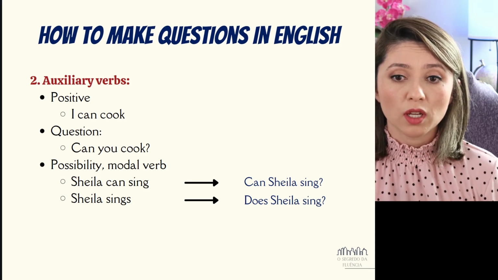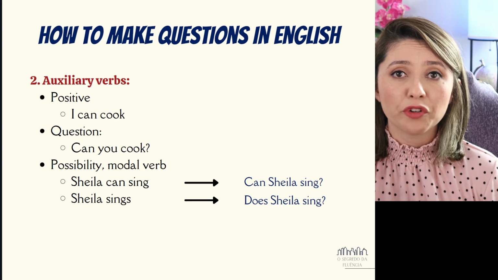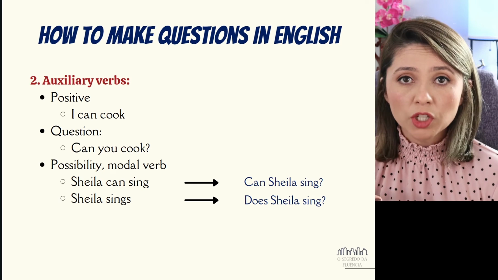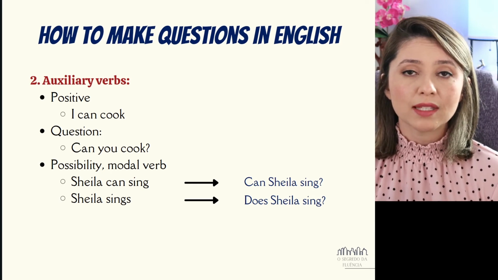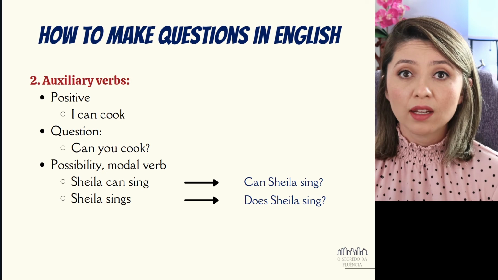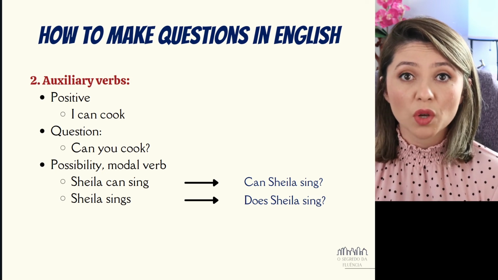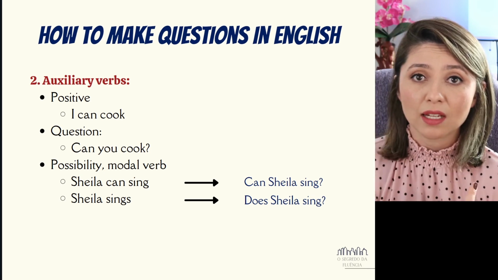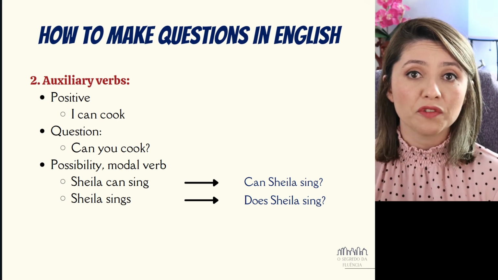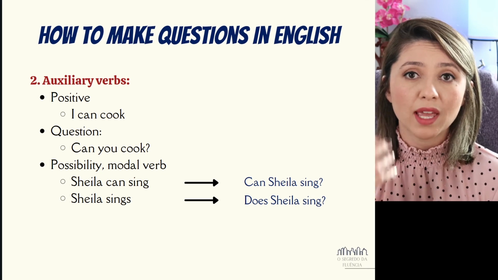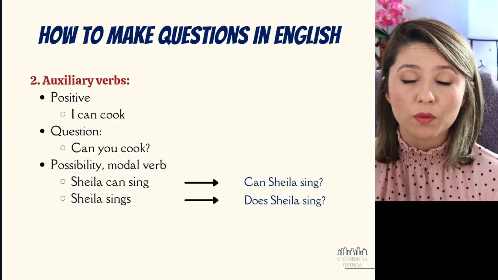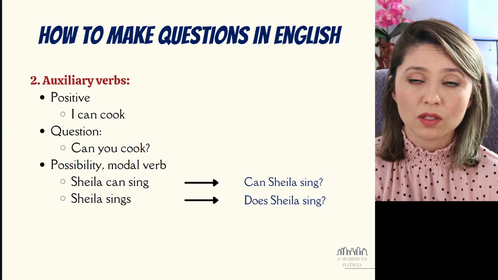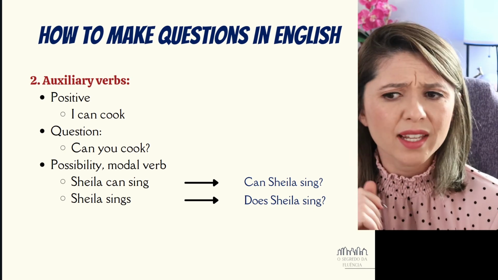So, can you cook? Talking about possibility, and every time you have a modal verb such as can, could, would, should, you're going to start your question with those modal verbs. So I can say Shayla can sing. Can is an action verb, but it's also a modal verb. Because of that, I'm going to start my sentence with can. Even though can is an action verb, it's also a modal verb, and the modal verb title is heavier, it weighs more, it's more important. So I'm going to start my sentence with that. Can Shayla sing?